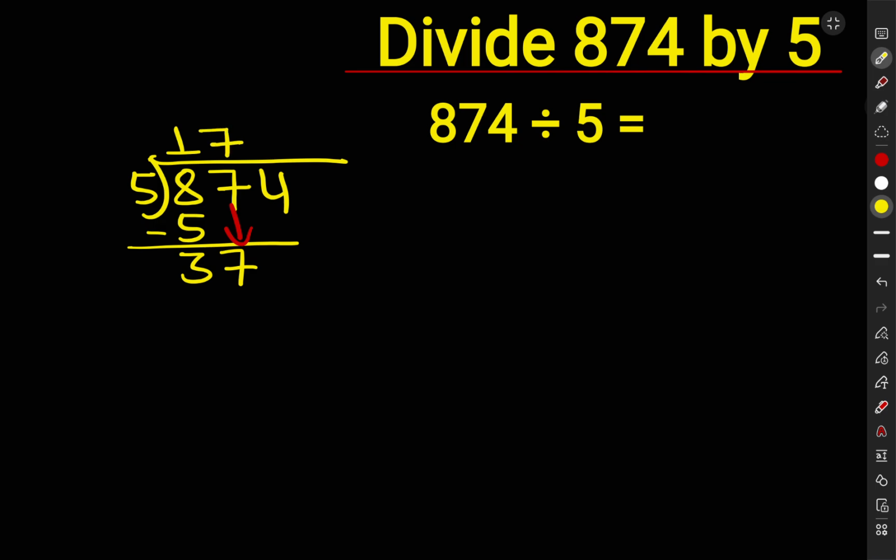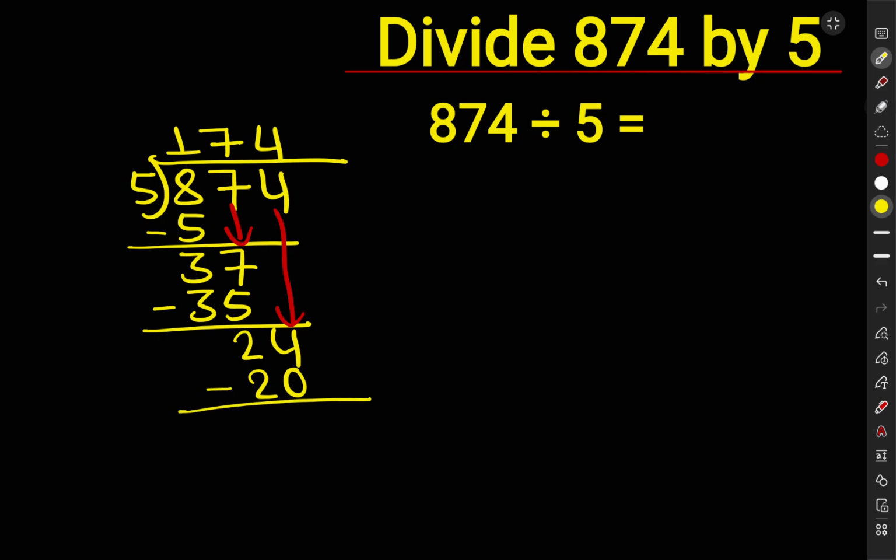5 times 7 is 35. On subtracting we get 2. So again we put down this 4 and it is 24. 5 times 4 is 20. On subtracting we get 4.